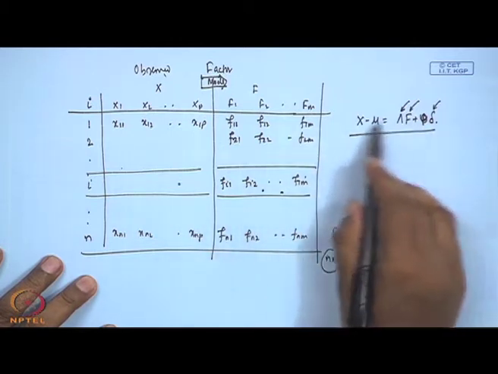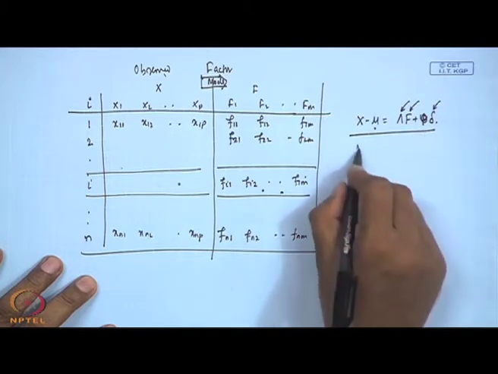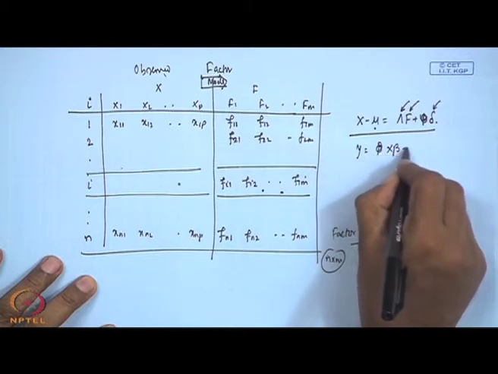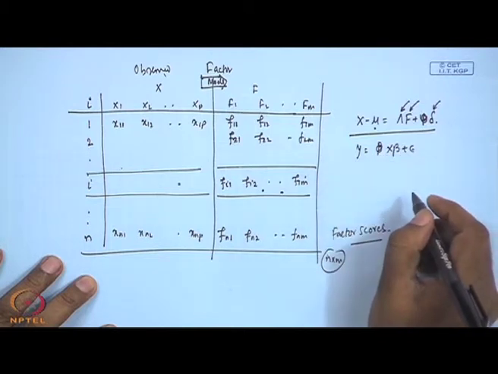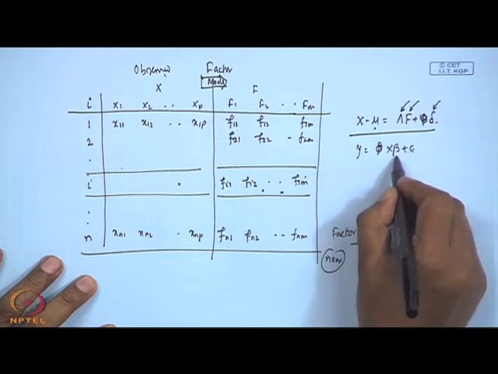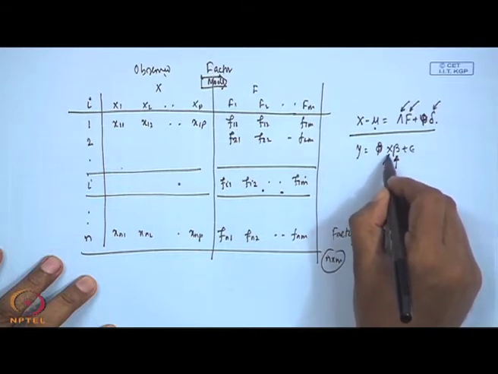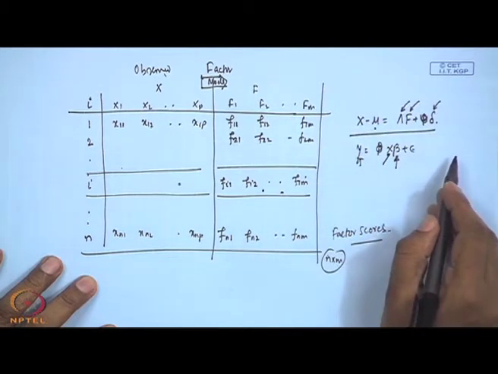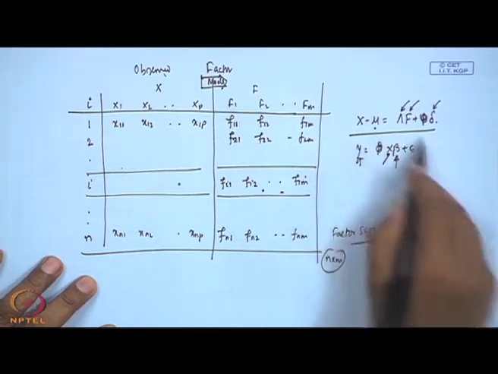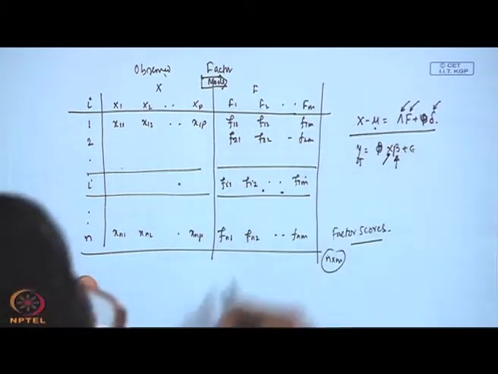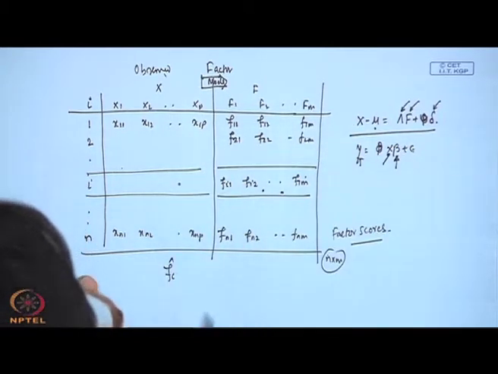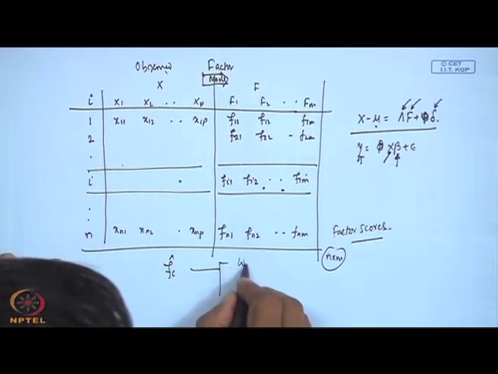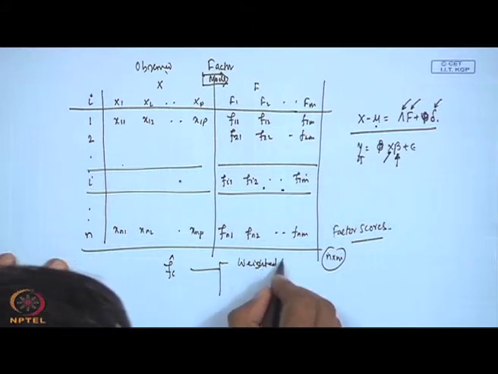Though it looks like a regression equation, in regression you know y equal to x beta plus epsilon, where y and x are given and you are interested to find beta. It is not like this here, so this structure is complicated. Finding out these factor scores, Fi cap, is difficult, but there are certain methods like the weighted least square method.